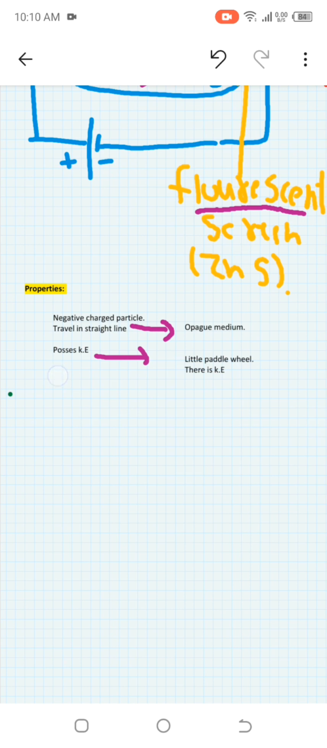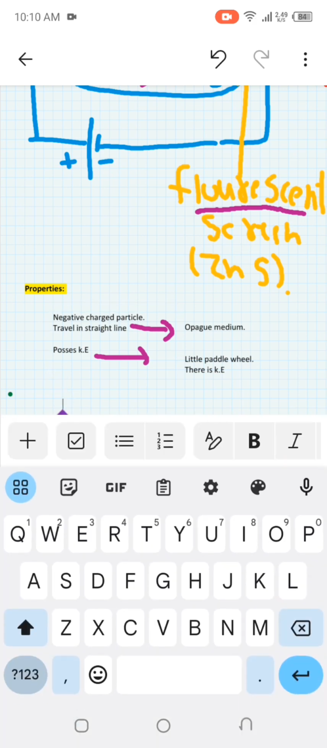So another point was here. They are made up of small particles.